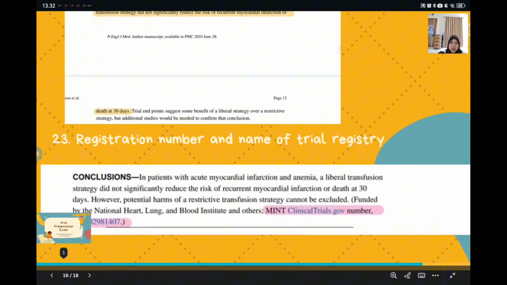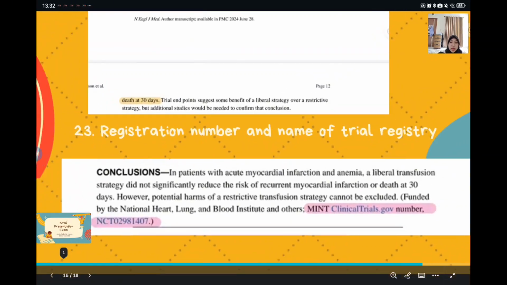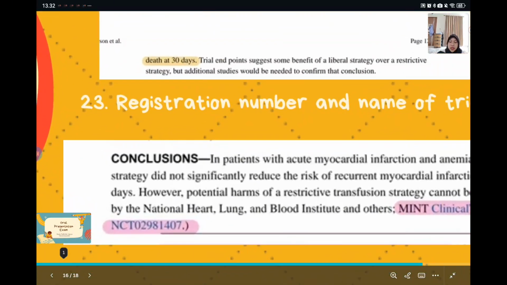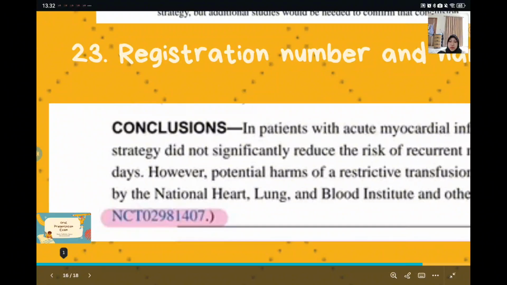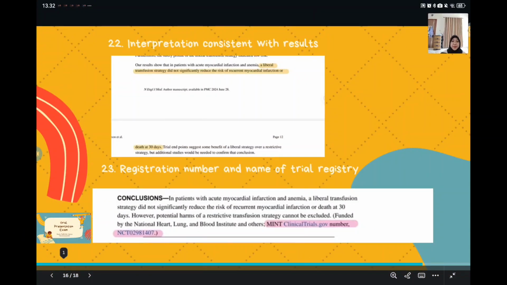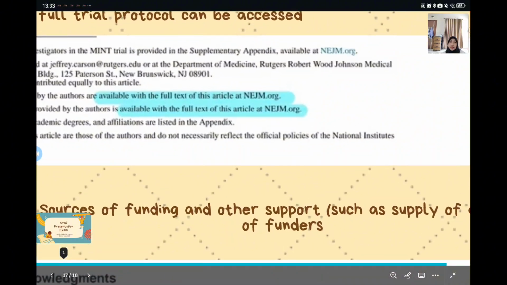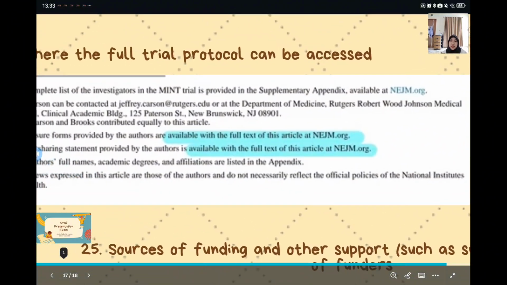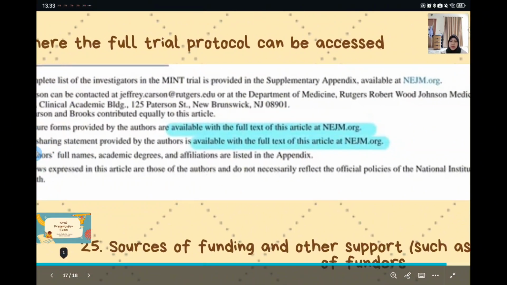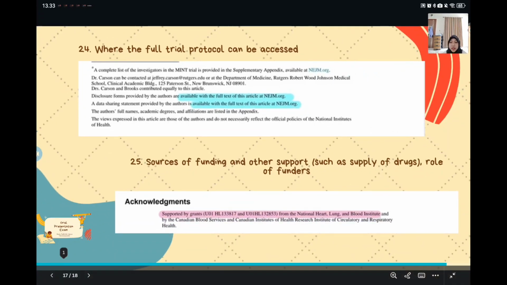It mentioned here, clinicaltrials.gov number NCT 029814007. Okay, next up, where the full trial protocol can be accessed. It has the address, I think the link address here mentions it, sorry.